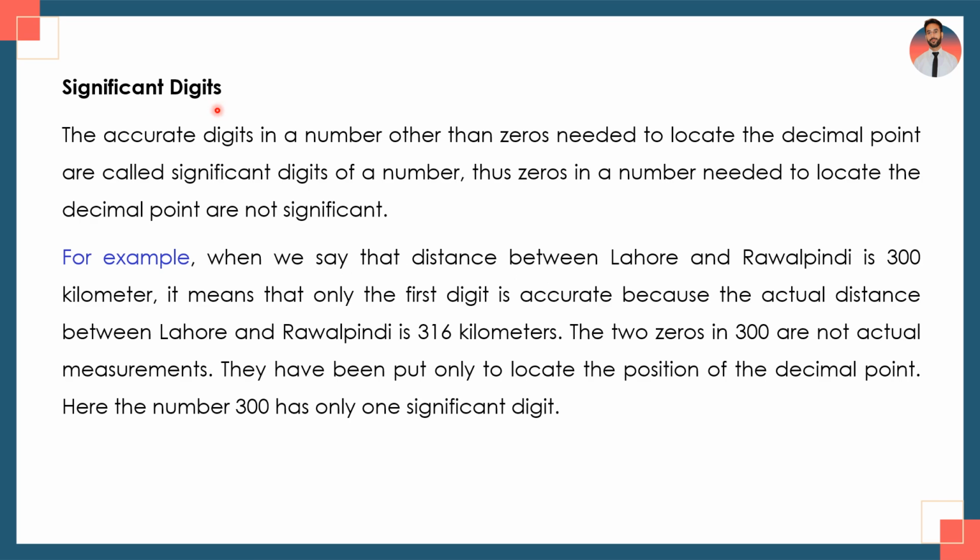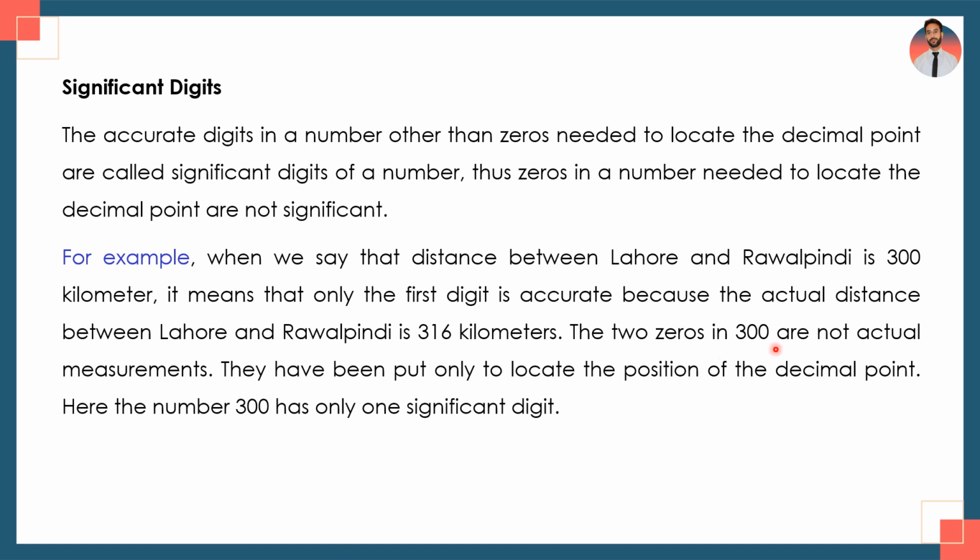The accurate digits in a number, other than zeros needed to locate the decimal point, are called significant digits of a number. Thus, zeros in a number needed to locate the decimal point are not significant. For example, when we say that the distance between Lahore and Rawalpindi is 300 km, it means that only the first digit is accurate, because the actual distance between Lahore and Rawalpindi is 316 km.